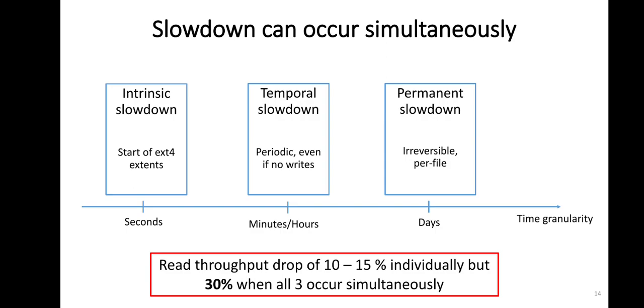Now, each of these anomalies results in a read throughput drop of 10–15% individually, but these anomalies can in some cases all appear simultaneously. And in that case, there is an aggregate read throughput drop of up to 30%.